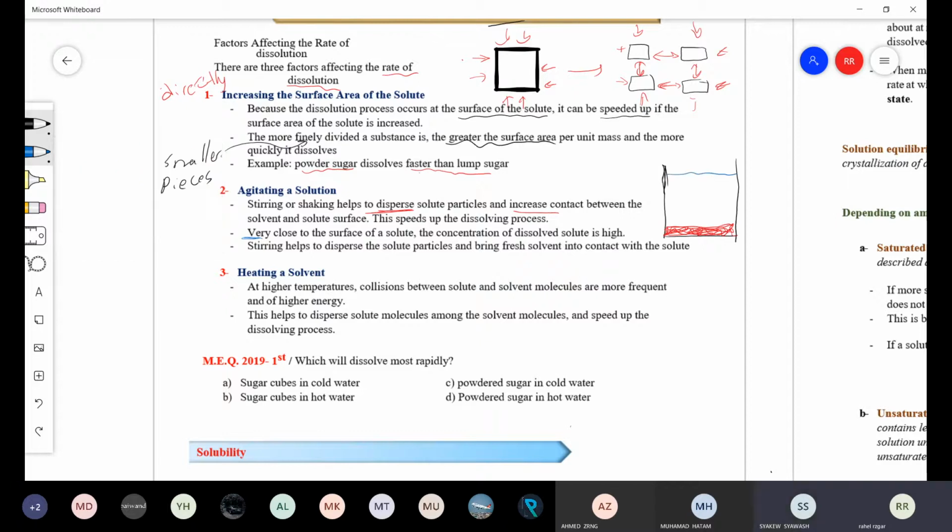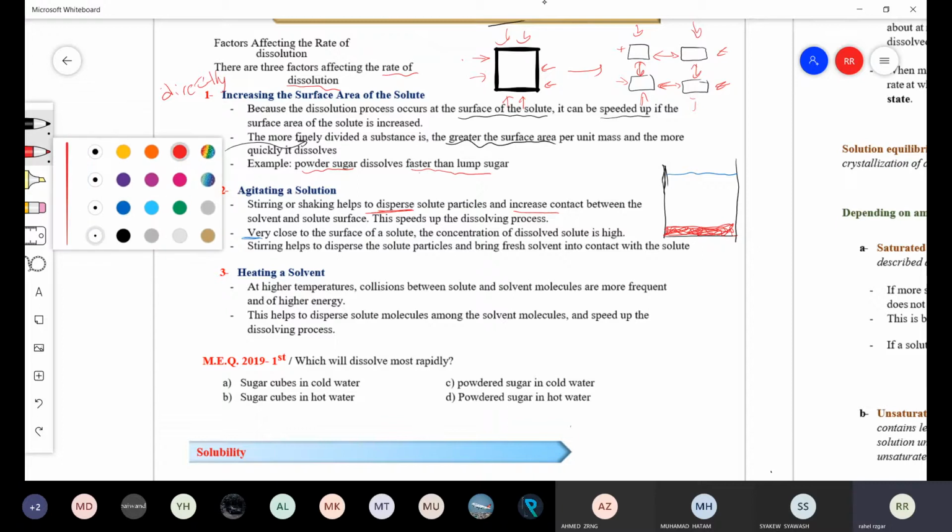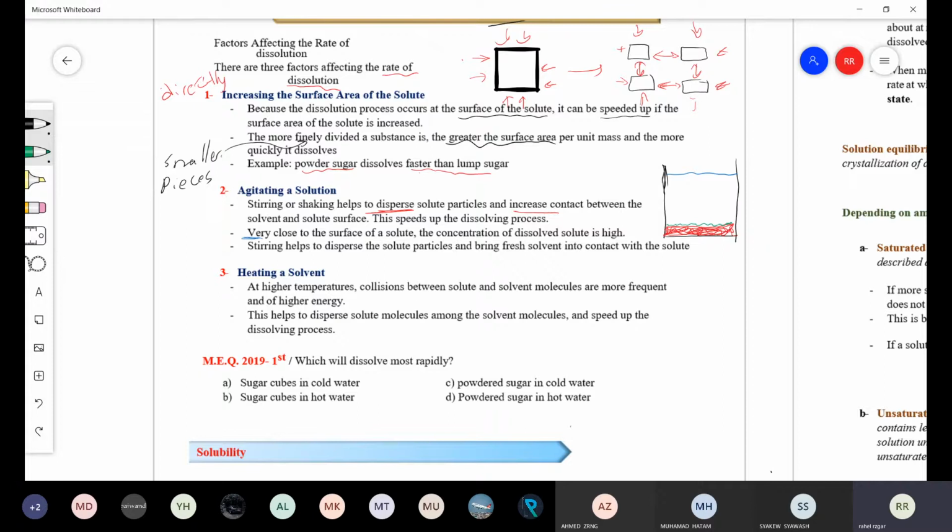We have water, sugar in water, but at this time some solute on this surface is dissolved here, but it is concentrated. This concentrated dissolved solute will form a barrier.